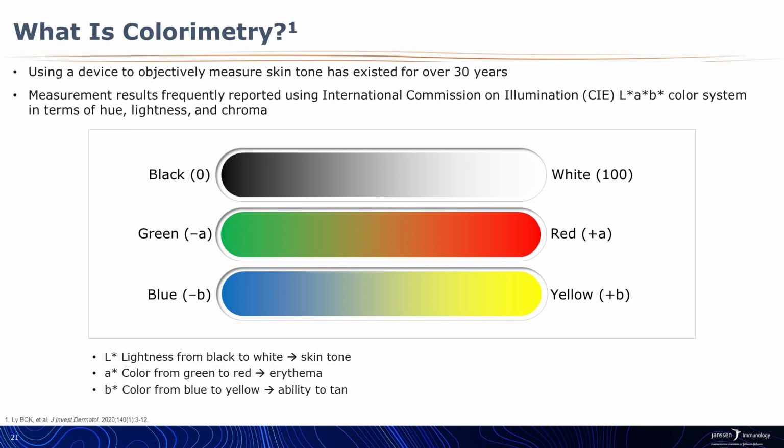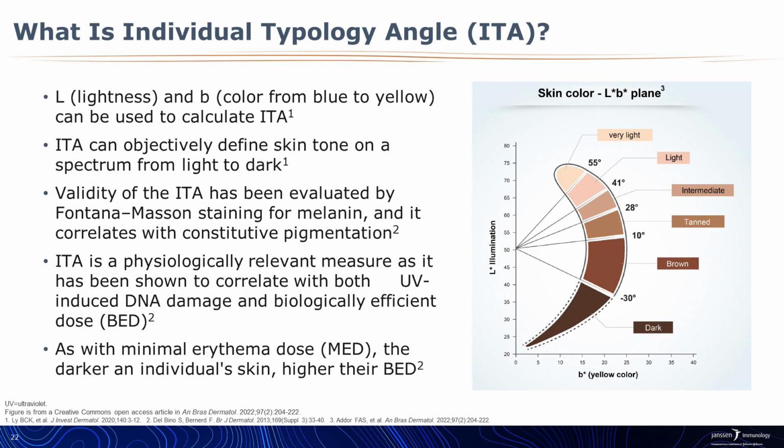Colorimetry is used to measure skin tone, skin erythema, and the ability to tan. What's also interesting is that you can use colorimetry scores for lightness and color from a blue to a yellow hue and calculate, sounds scientific, an individual typology angle, ITA. ITA can objectively define skin tone on a spectrum from light to dark, and it's a physiologically relevant measurement as it's been shown to correlate to both UV-induced DNA damage and biologically effective dose, or what's called a BED. Not to complicate it further, but we also have something called a minimal erythema dose, your MED. The darker the individual's skin, the higher the BED will be.